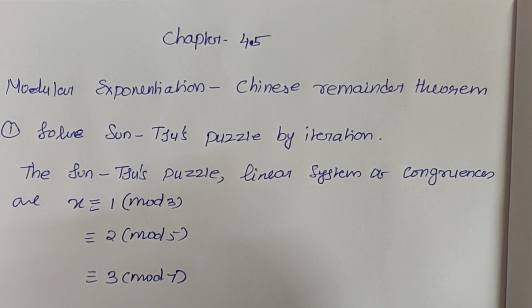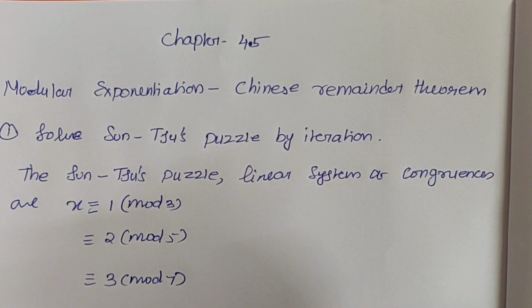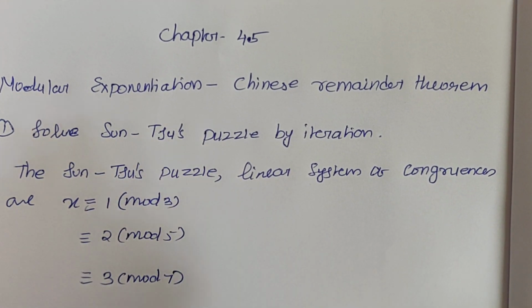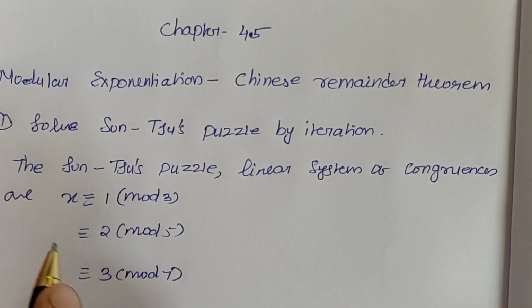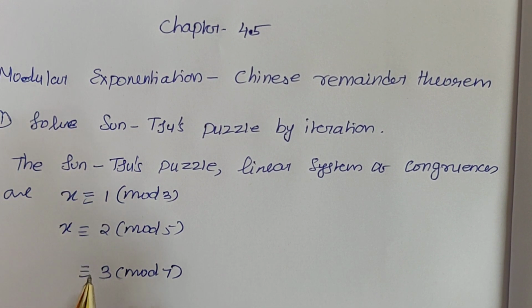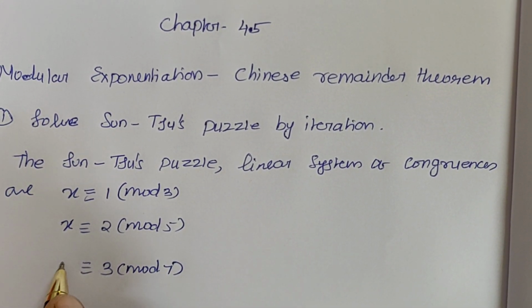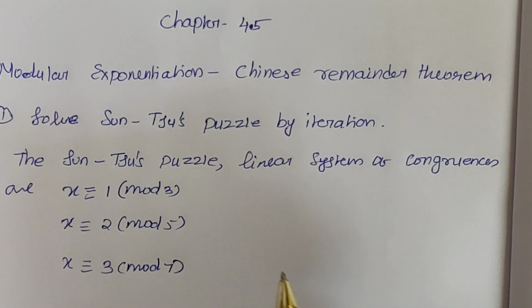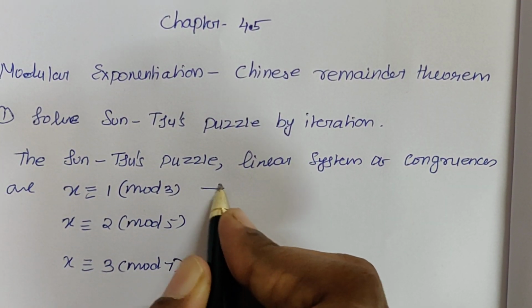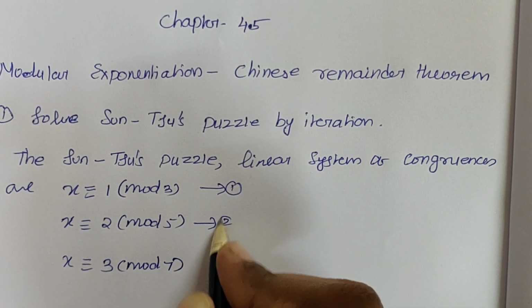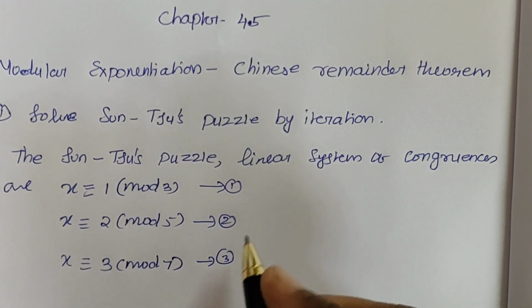The Sun Tzu's puzzle linear system of congruences are: x is congruent to 1 mod 3; the second equation is x is congruent to 2 mod 5; and the third one is x is congruent to 3 mod 7. Put this as equation number 1, this one as 2 and this one as 3.